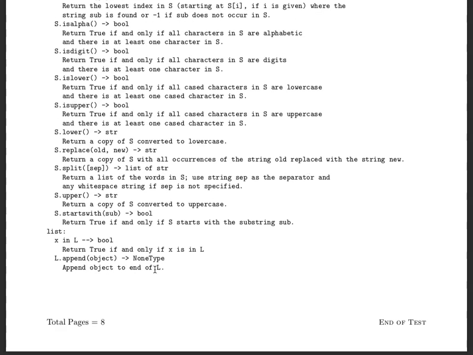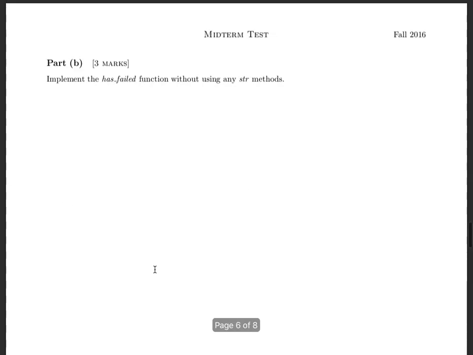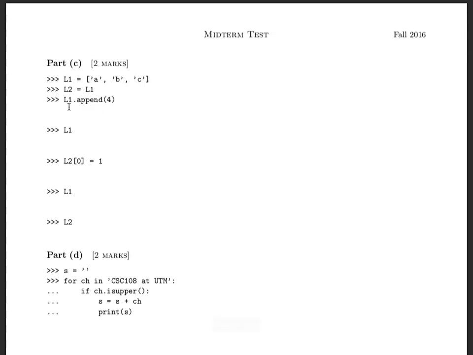Append returns None, so nothing's going to get returned. Okay, so the answer to this is nothing. If I print L1, that should give me A, B, C, 4. The number, not the string. So it would be incorrect to say "4" in quotes. Not air quotes 4, but 4, the constant.